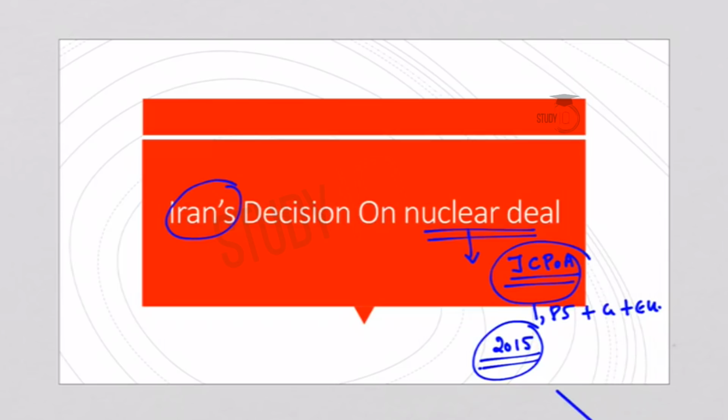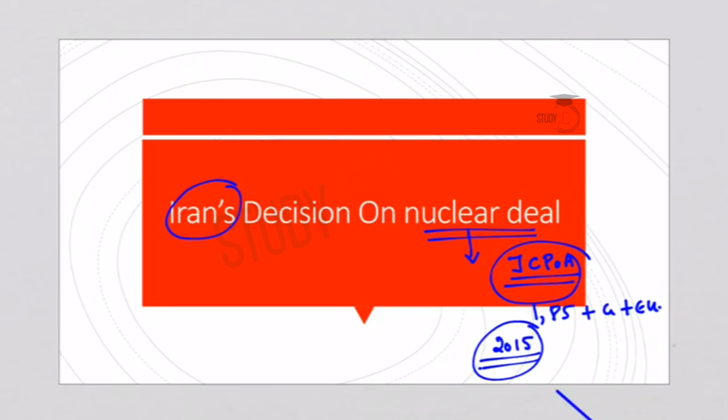So we will discuss the Joint Comprehensive Plan of Action, why Iran has decided to reduce its commitments under the deal, what this deal is all about, what the objectives of this deal are, why it is important for India, what the role of the US and European Union is in this, and what the likely impact or implications of this announcement by Iran can be, and how it will affect the trade and security of India.